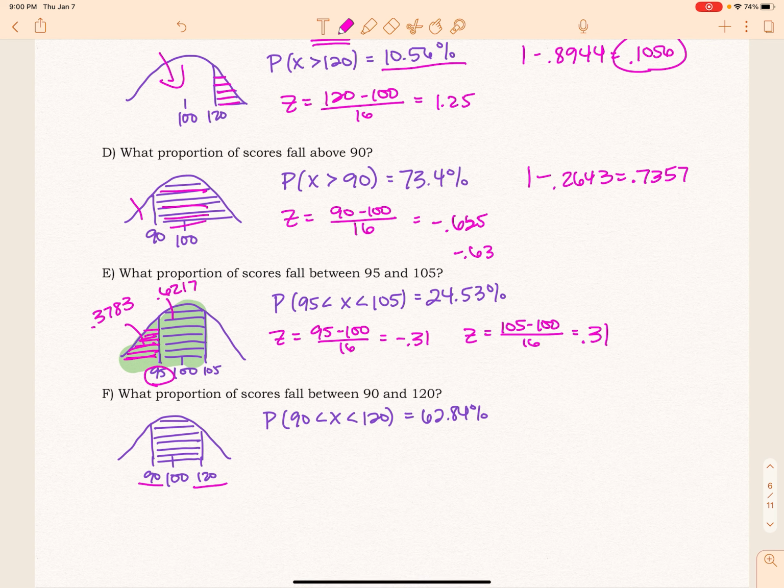Alrighty, so how are we going to find just this area that I want? Well, I'm going to take that large area of 0.6217 because it's everything to the left of 105, and I'm going to subtract from it that little area to the left of 95 because I don't want that part. And that is how you do that. Magic!